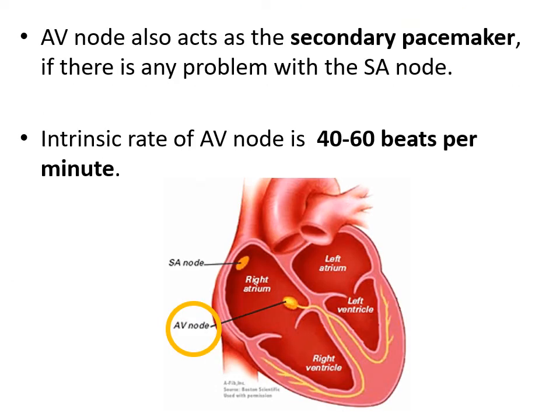So this AV node is also known as the secondary pacemaker of our heart. If there is any problem with the SA node, then the AV node starts to create electrical impulses. But the rate at which the AV node produces impulses is lower than the rate of the SA node. Normally the SA node produces impulses at the rate of 60 to 80, and the AV node produces impulses at the rate of 40 to 60 beats per minute. And the location of the AV node is near the atrioventricular valve.